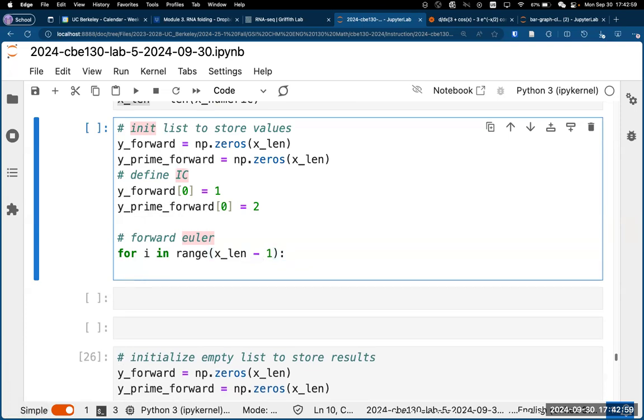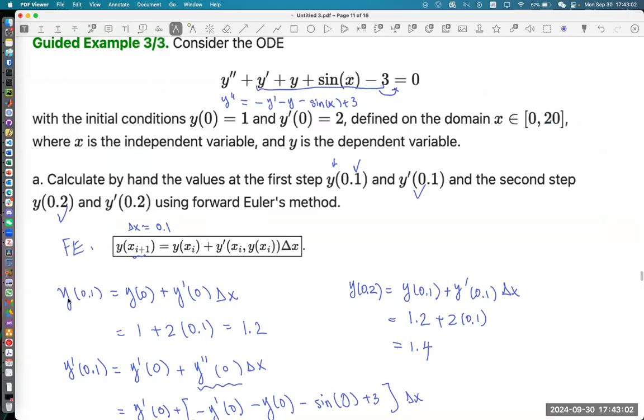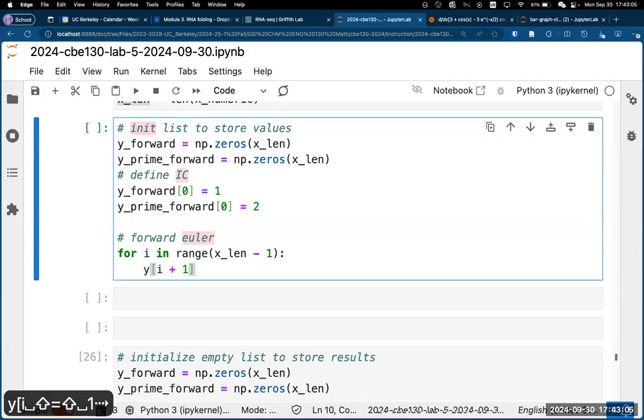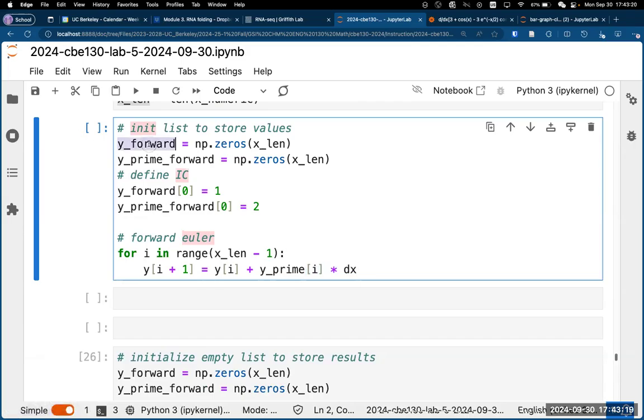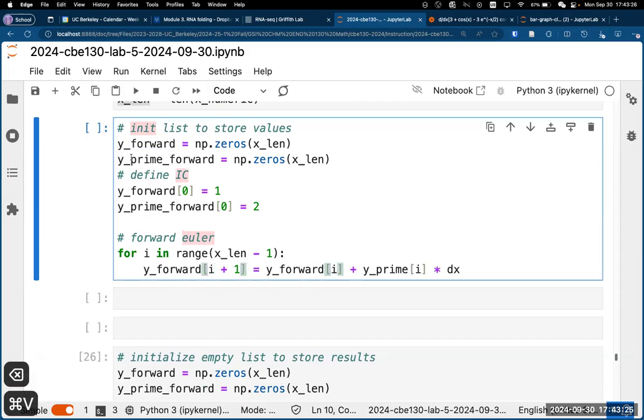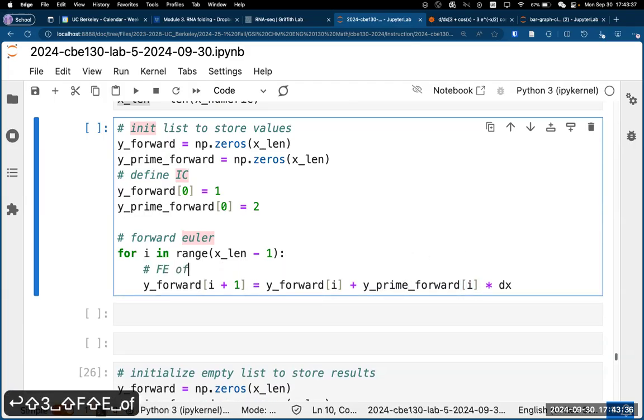We first process the original function. So the original function is y of I plus 1 is equal to y of I plus y prime of I times dx. But we have to be consistent in our wording. So we use the y as y forward. So we'll replace every y as y forward. And then y prime is y prime forward. This is one common pitfall, that we are not using the consistent variable. So this is for the forward Euler of the original function.